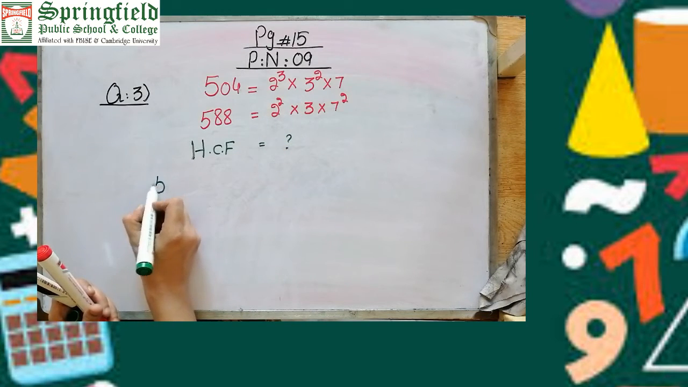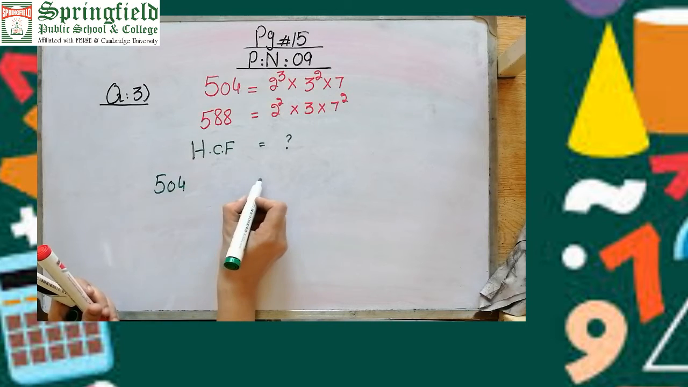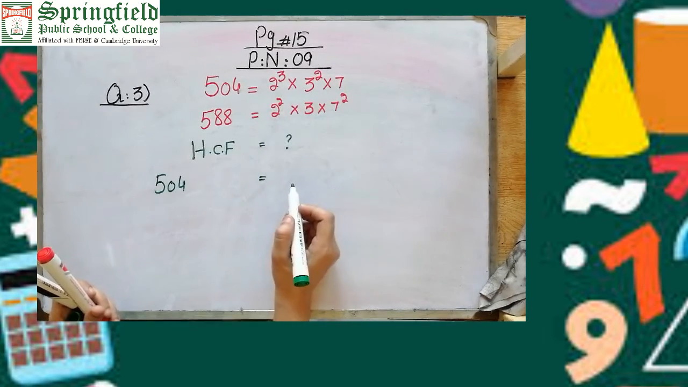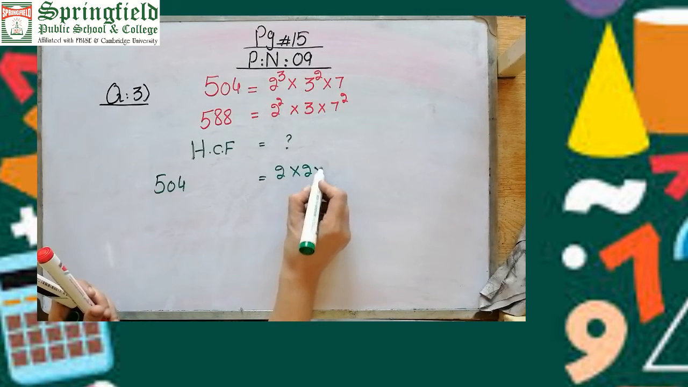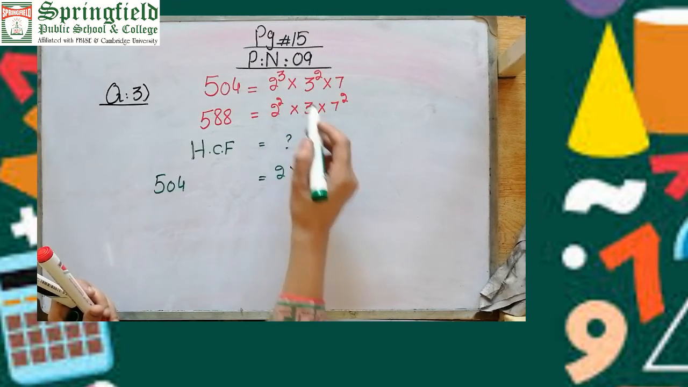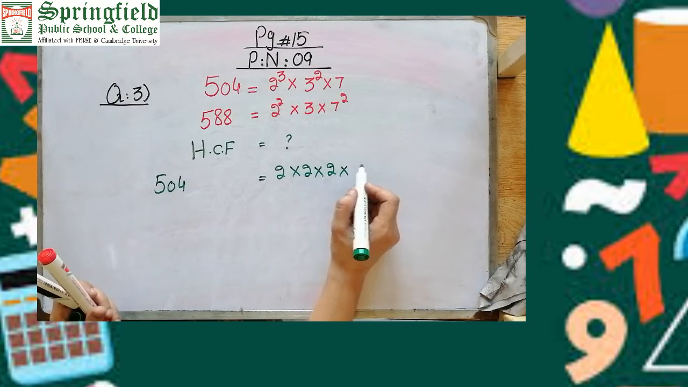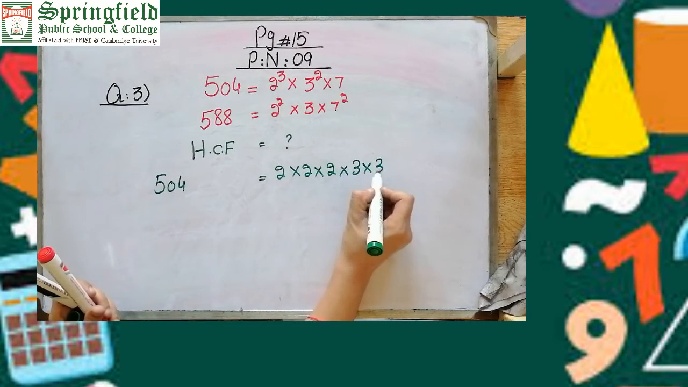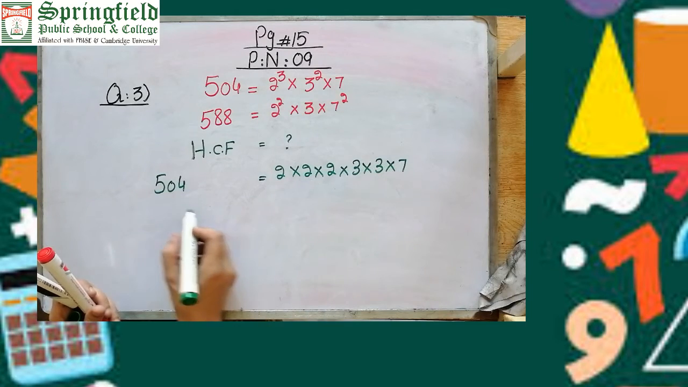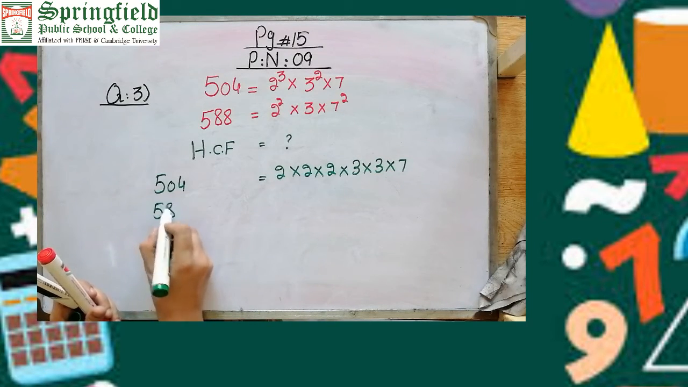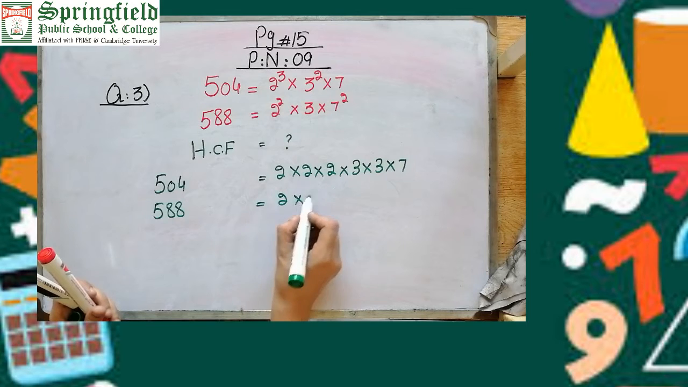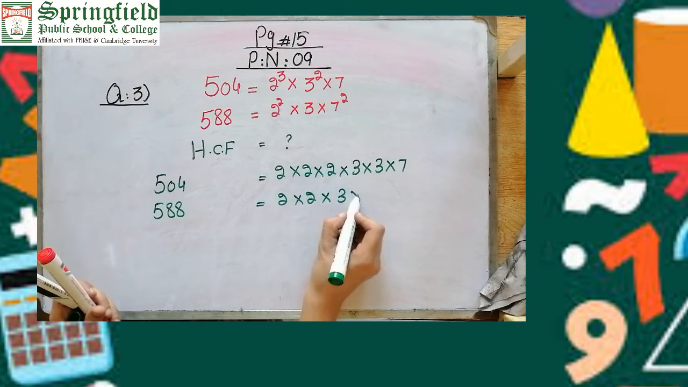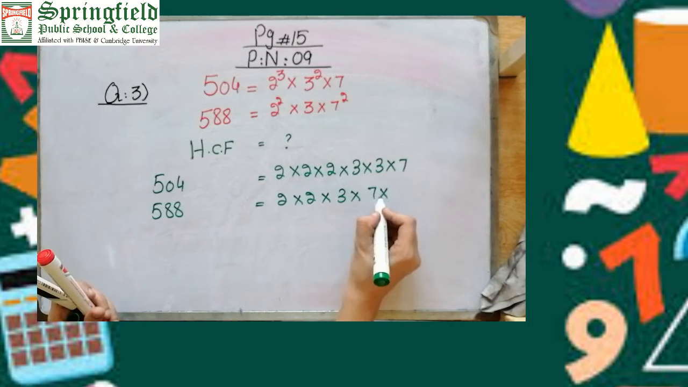So again we will write the factors of 504 and 588. 2 power cube means how many times do we write 2? 3 times. So 2 multiply 2 multiply 2. And 3 power square means we write 3 two times: 3 multiply 3 multiply 7. Now write the factors of 588. 2 power square means 2 two times, 3 multiply 7 square means 7 multiply 7.